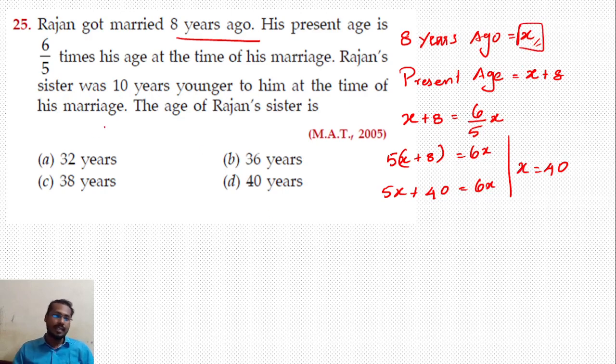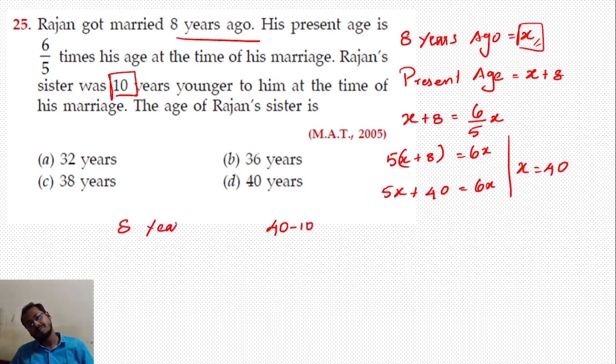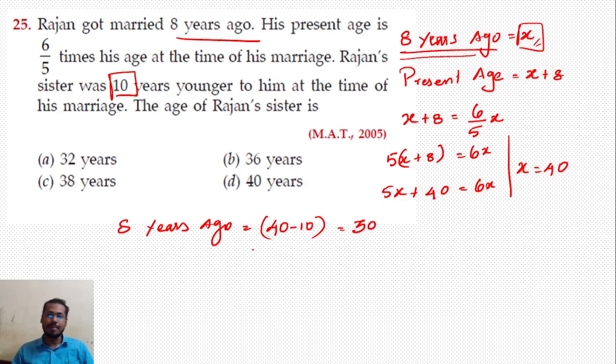Okay. Now they say that the difference between Rajan and his sister was 10 years. So first I want to subtract 40 minus 10. Okay. 8 years ago. 40 minus 10 is equal to 30. But this is X. Okay, this is X. That means 8 years ago. So at present, I need to add 8. Sister's age is 30, but that was 8 years ago.